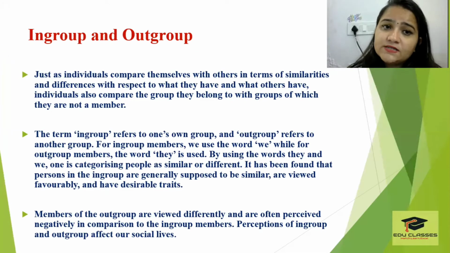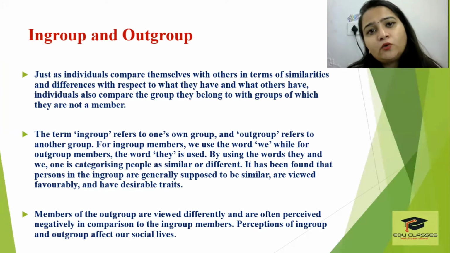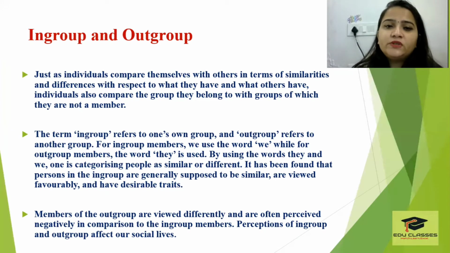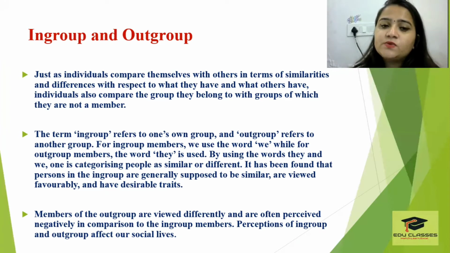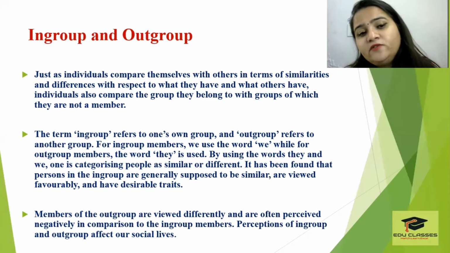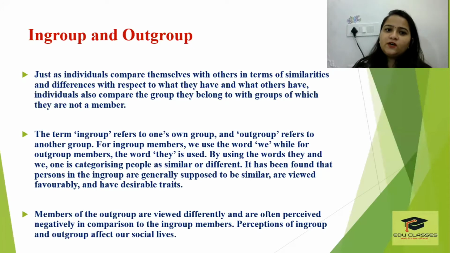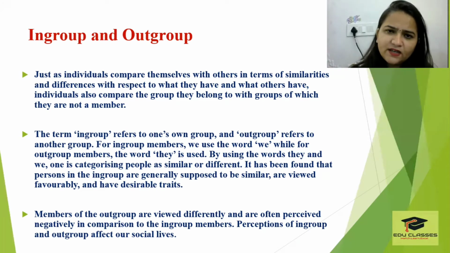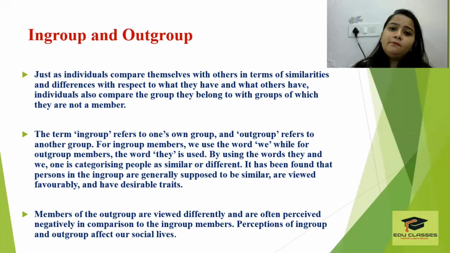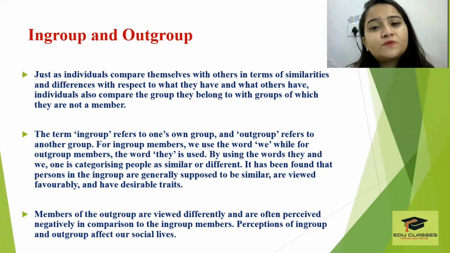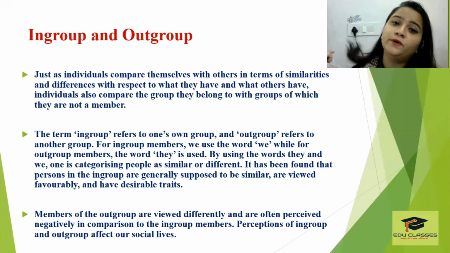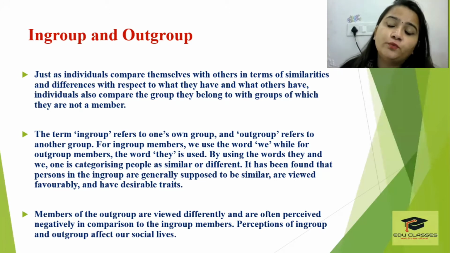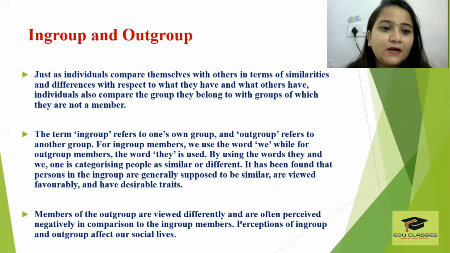The third type of group that we understand in this chapter is in-group and out-group. Now, what is the difference between these two kinds of group? Just as individuals compare themselves with others in terms of similarities and differences with respect to what they have and what others have, individuals also compare the group they belong to with groups of which they are not a member. So what they are saying is, just as we compare ourselves as a person with another person and try to see what we have and what we lack, in the same manner we also compare our group with other people's groups. So the group we are a part of becomes our in-group because we are in that group. The group we are not a part of is called our out-group because we are not a part of that group.